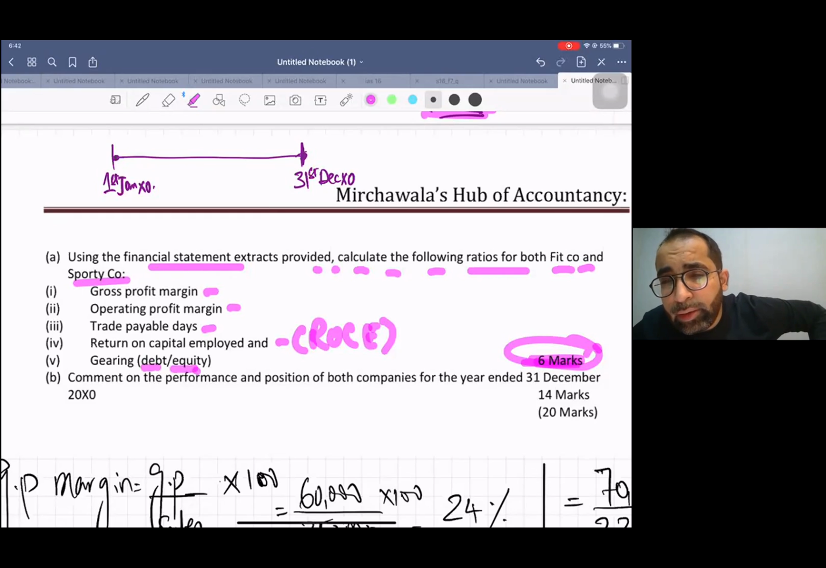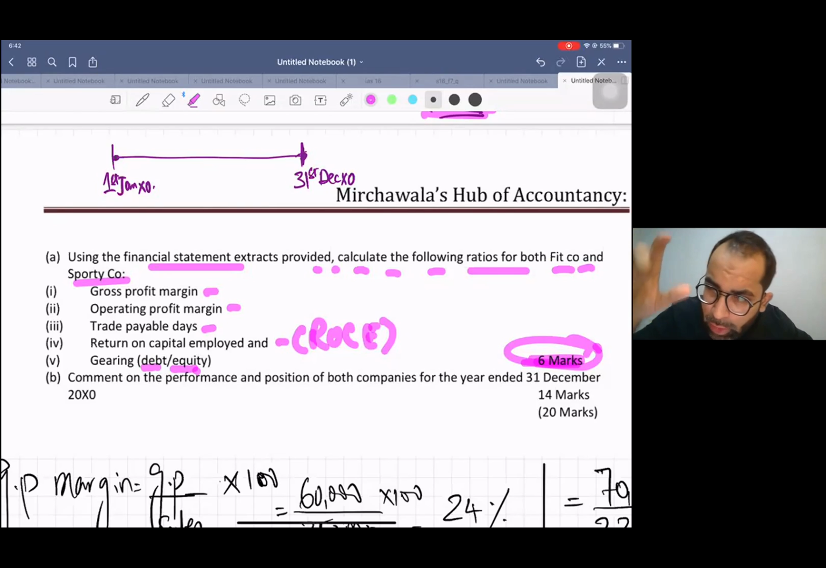Listen, there are two formulas for gearing. The first one is debt divided by debt plus equity. But now here the examiner has clearly written the gearing formula, so you have to follow debt divided by equity. One more thing, this is a very routine transaction. It is written in the examiner reports as well, that if the examiner is guiding you to use a certain formula, or the examiner has shown you a calculation of ratios, then follow the formula of the examiner.